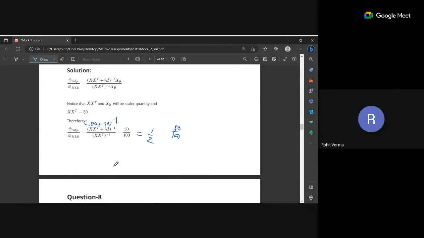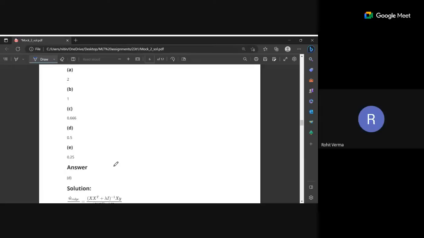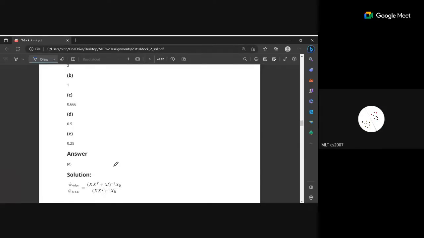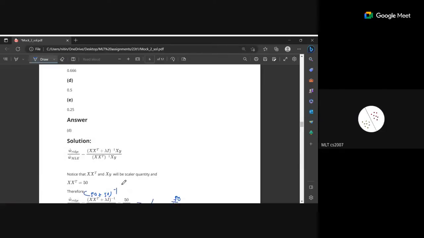And sir, one more thing. If it is the W hat for lasso or L1, we don't have a solution for this W, right? Yeah. It doesn't have a closed form solution for lasso. Okay, got it.